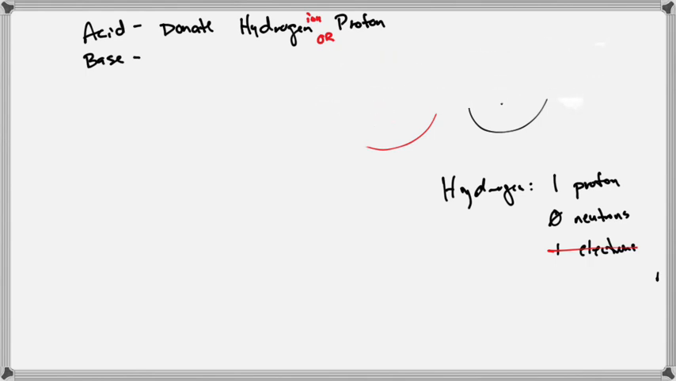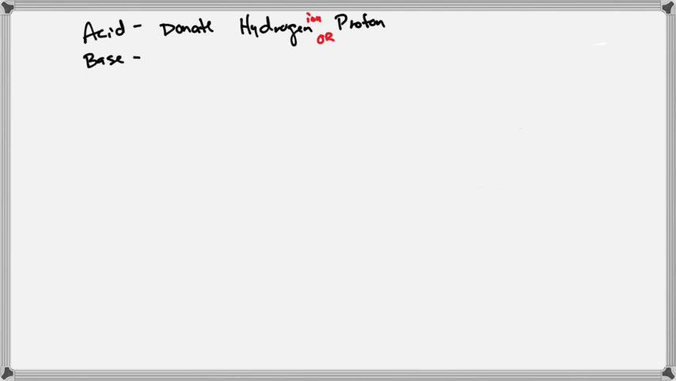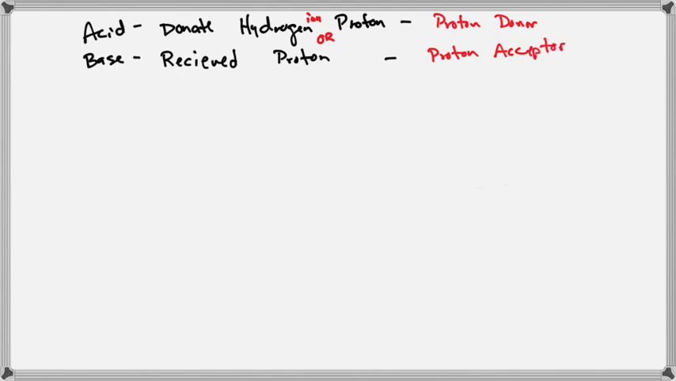So what then must be a base? And we can use language of a receiver of protons. You can tell how much I don't like that word. So when I talk through them, you will hear very consistently the same ultimate definitions. We're looking at a proton donor, and we're looking at a proton acceptor. Are those definitions different at all? No. They all have the exact same intent.